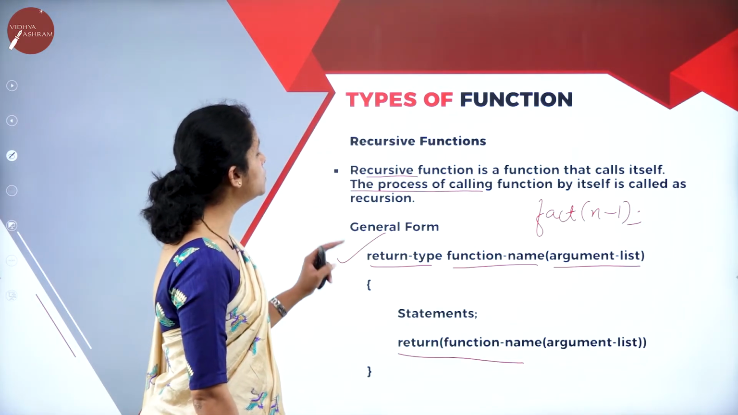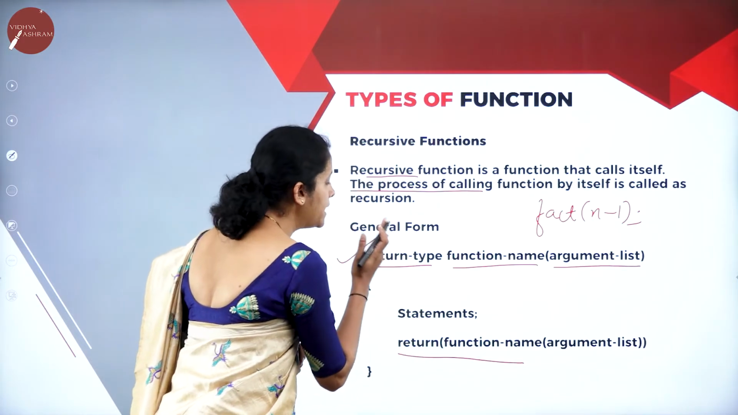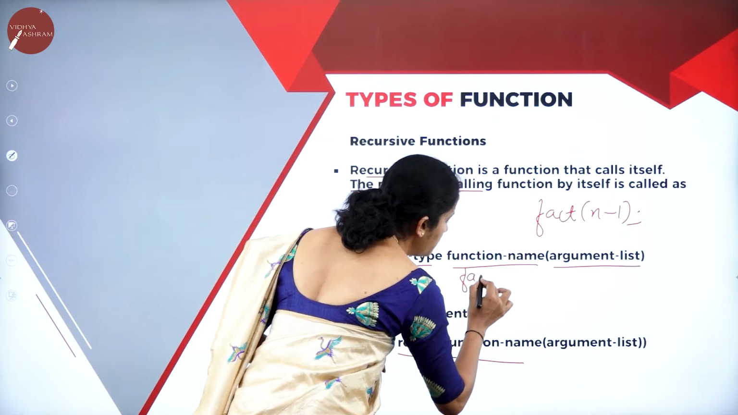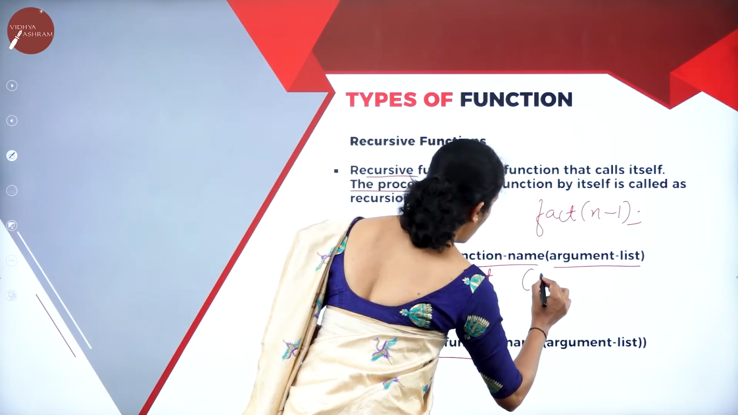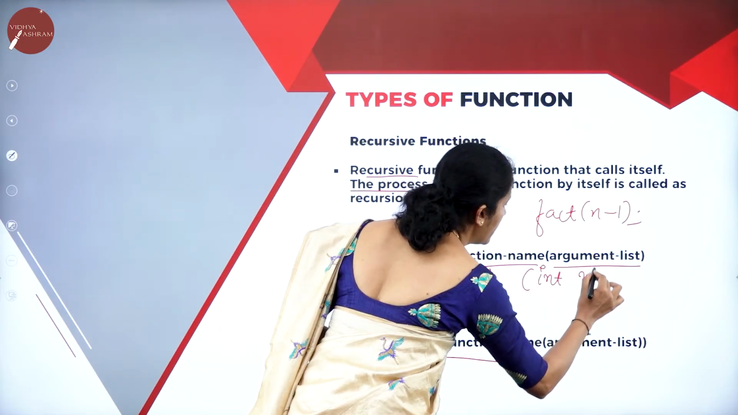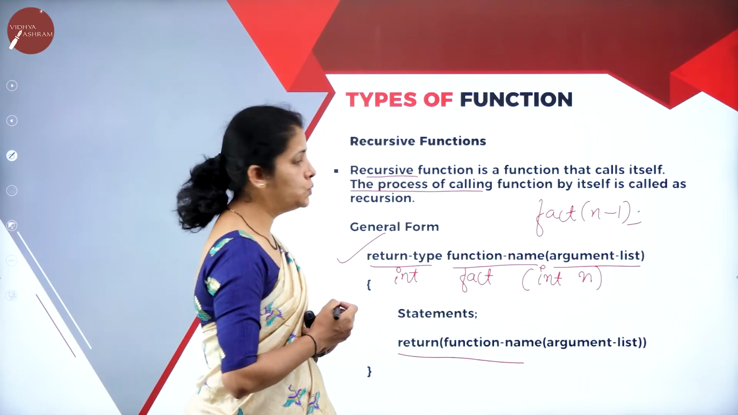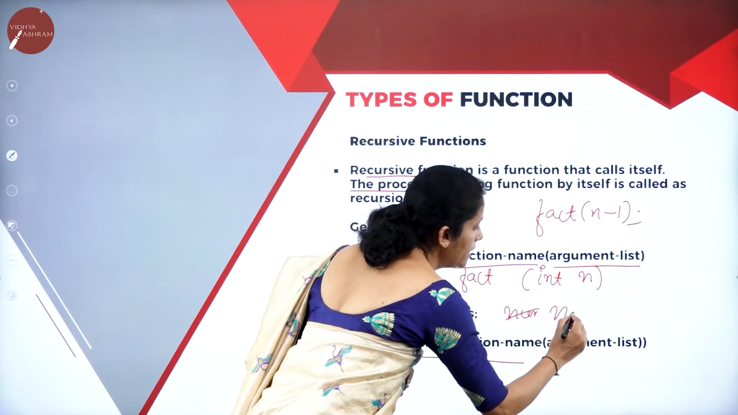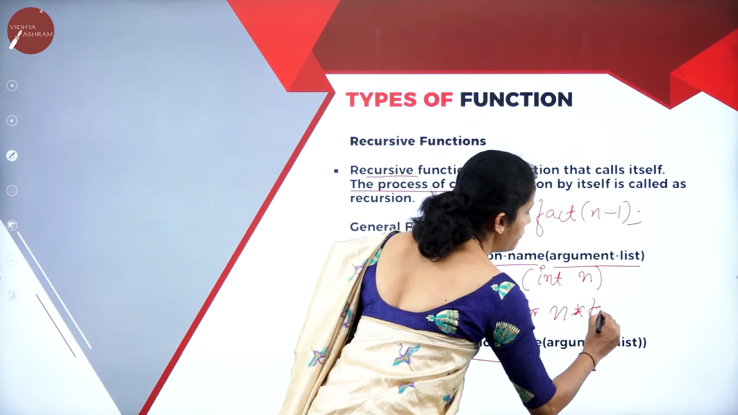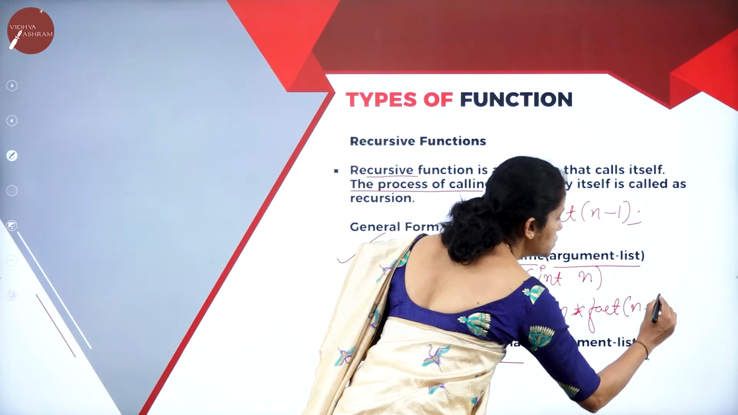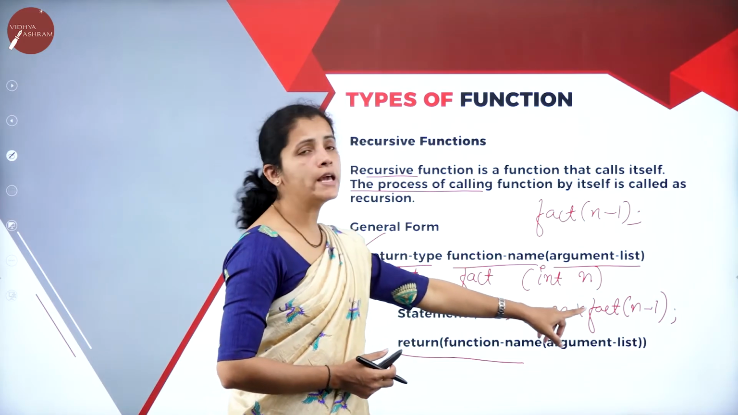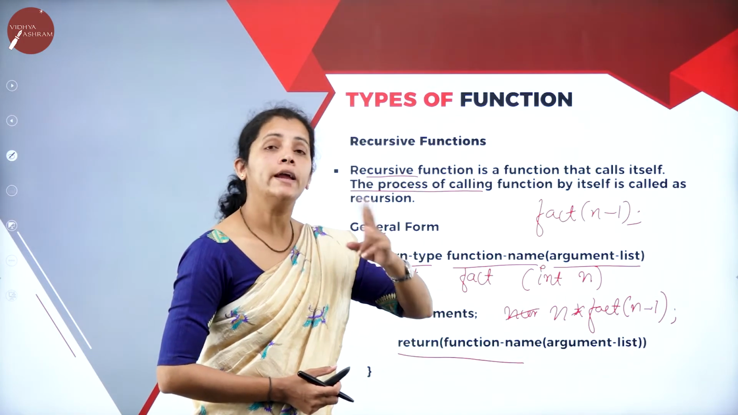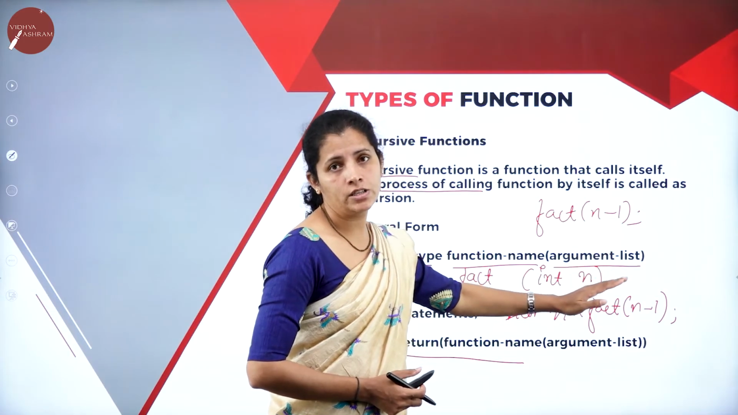So dear student, let me consider a simple example. In the place of the return type, I'm going to write int. I'm going to write the function name factorial, and the argument int n. Now I'm going to consider the number n into fact of n minus 1. That means I'm going to call the same function again and again, so the function calls itself until the given condition is true.